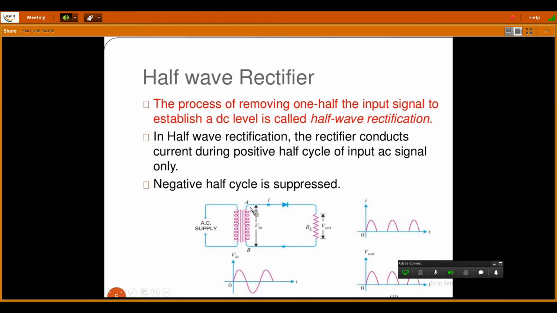Next, you can see in the step down transformer there are terminals marked as A and B. To A we have connected a diode in forward direction, and to the cathode of the diode we have connected a resistor. This resistor is nothing but a load resistor. Output is taken across the load resistor.